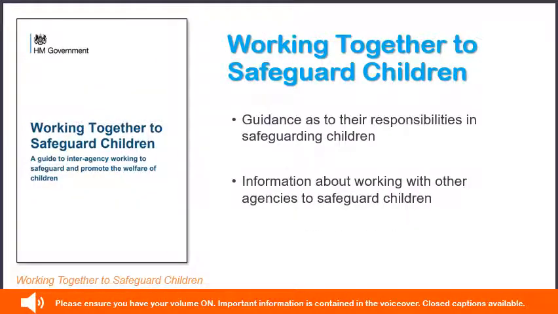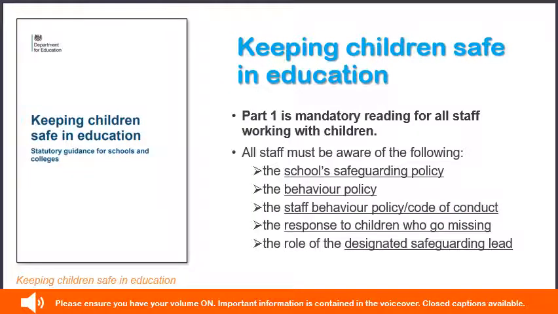Working Together to Safeguard Children is a document that gives schools and other institutions guidance as to their responsibilities in safeguarding children. You should have a look at this document for further reading. Keeping Children Safe in Education is a 5-part document setting out how schools and other educational organisations should safeguard children in their care. Part 1 of this document is essential reading for all staff working with children, and you should make sure that you have read this before undertaking any work with children.